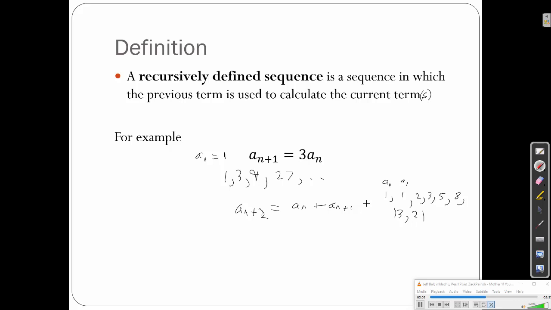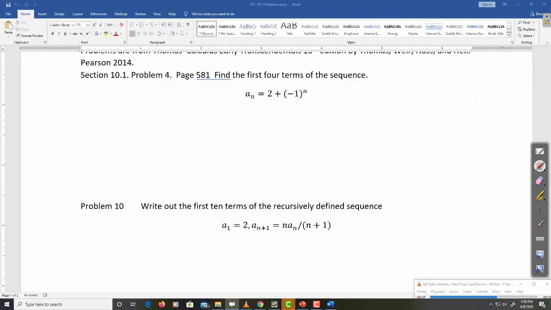So let's look at some exercises. Let's start off by doing problem 4 from section 10.1. It's on page 581. This is our actual textbook. Find the first 4 terms of the sequence. Well, here we have the nth term is 2 plus negative 1 to the n.